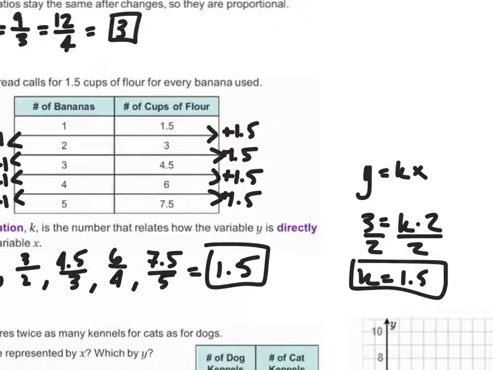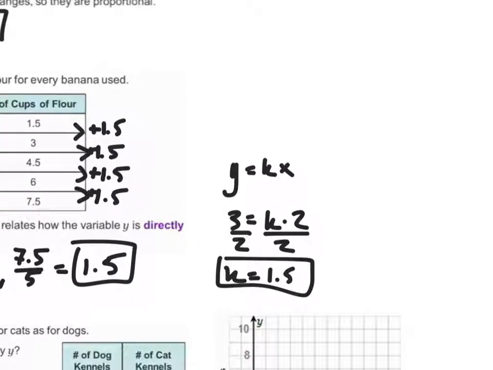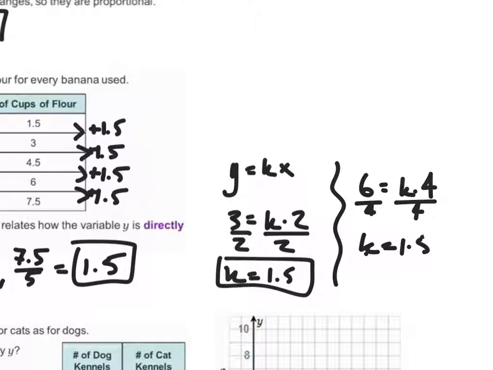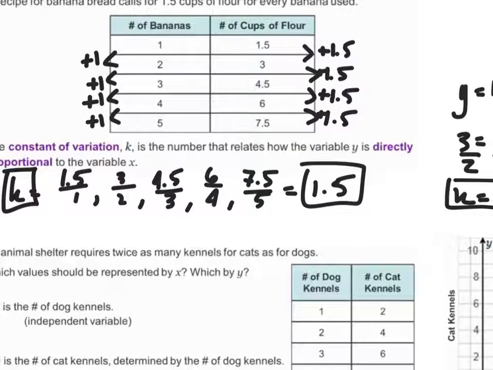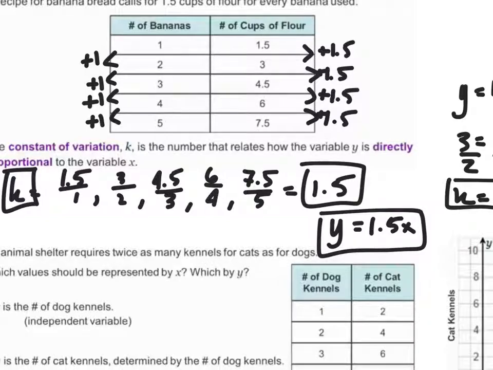And you could do that with other points. I'll use 6 and 4. So 6 is equal to k times 4. Divide by 4, divide by 4. k is equal to 1.5. So when I do that, we can figure out an equation and say that y is equal to 1.5x. And that's what we've got.